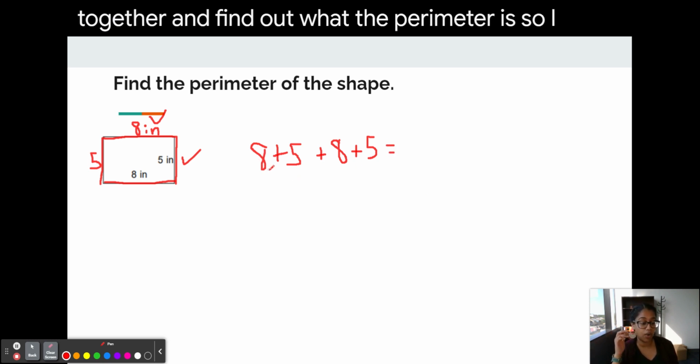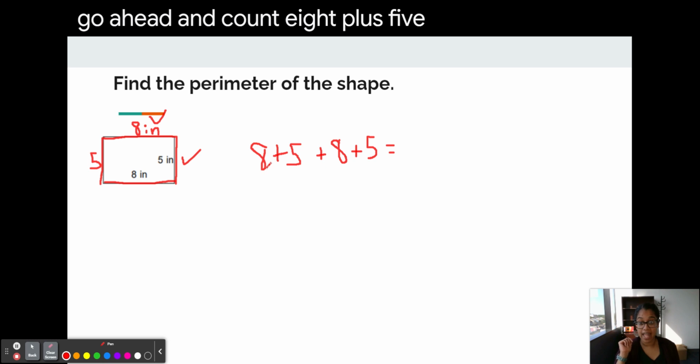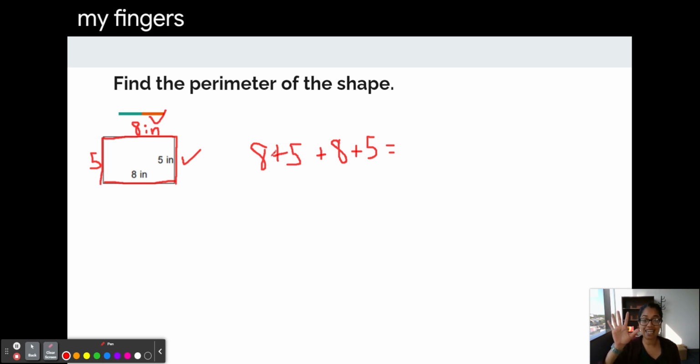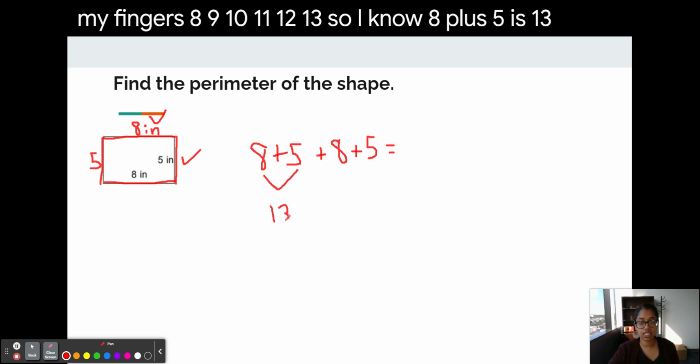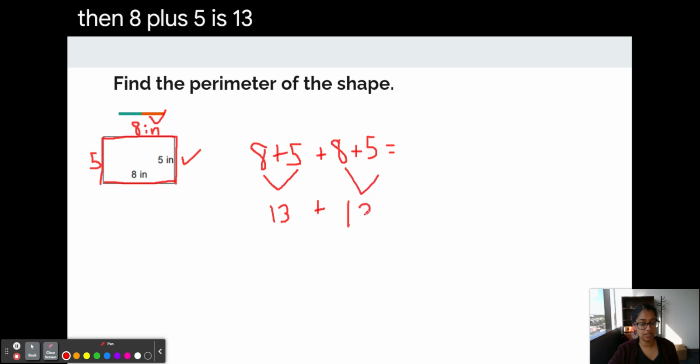So I can go ahead and count 8 plus 5. So I have 8. I'm going to use my fingers. 8, 9, 10, 11, 12, 13. So I know 8 plus 5 is 13. And then 8 plus 5 is 13.